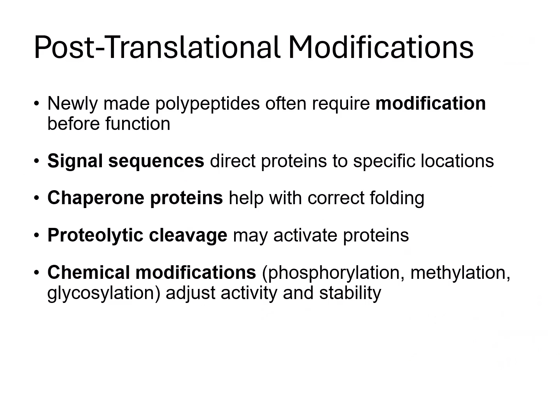Once translation ends, most proteins still need some modifications before they're functional. Common modifications include either signal sequences that target proteins to specific locations, chaperone proteins that help with correct folding, proteolytic cleavage to cut off certain portions and activate the protein, or even chemical changes such as adding phosphate groups, methyl groups, or glycosylation, which means to add sugar molecules to proteins in order to alter activity or stability. And these steps fine-tune protein function and their localization.